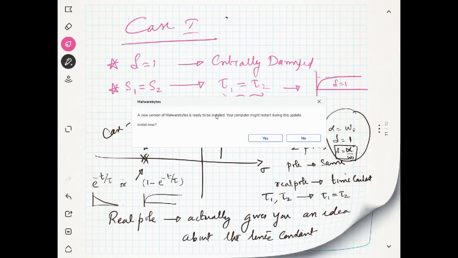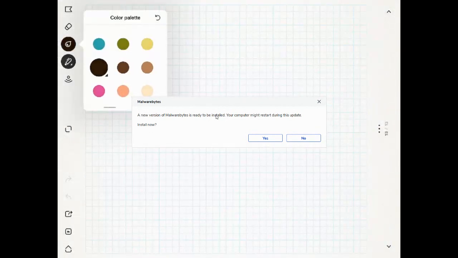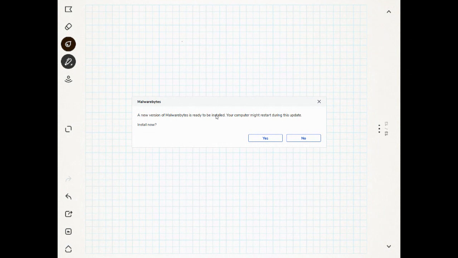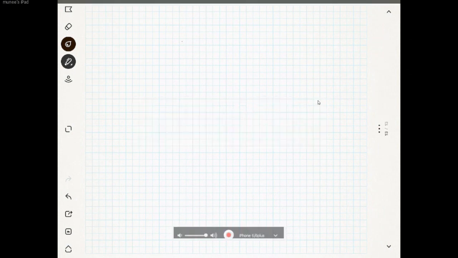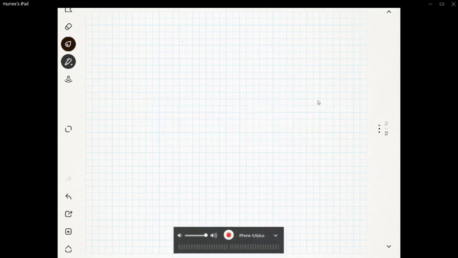Next, we will see what case 2 is. Can you please remove this tab? Oh, something coming. Okay, sorry. So case 2.